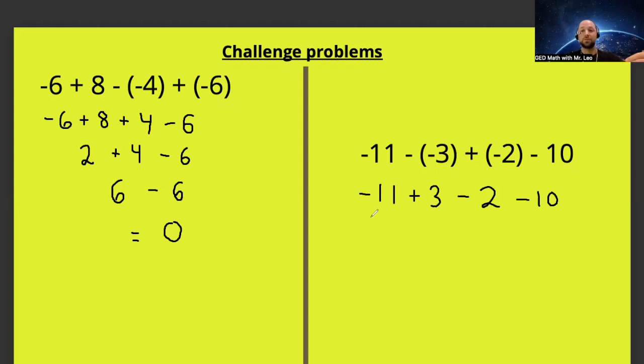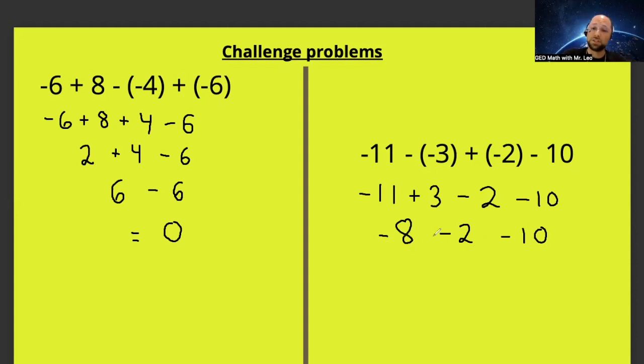Now, we're going to go left to right. Focus just on the first piece, negative 11 plus 3. The signs are different, so we're going to subtract to find the difference. The difference between 11 and 3 is 8, and we're going to keep the sign of the larger number. Bring down the rest of the expression. So we have a nice complete package right here. Now, let's go to the next two.